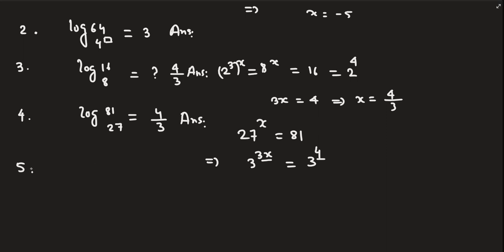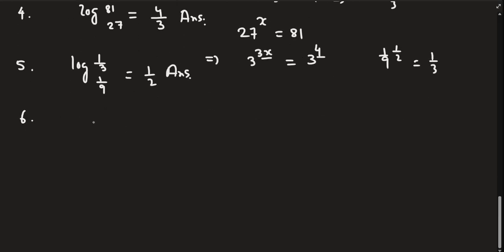Now question number 5, log 1 by 3 with base 1 by 9. So what will be the power of 1 by 9, so that you will get 1 by 3? So the power of 1 by 9 should be 1 by 2. Okay, now because 9 to the power 1 by 2 is nothing but 1 by 3. 1 by 9.